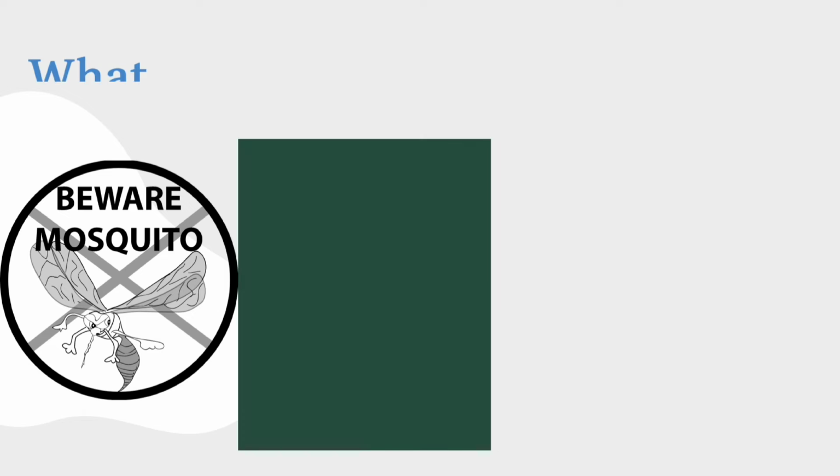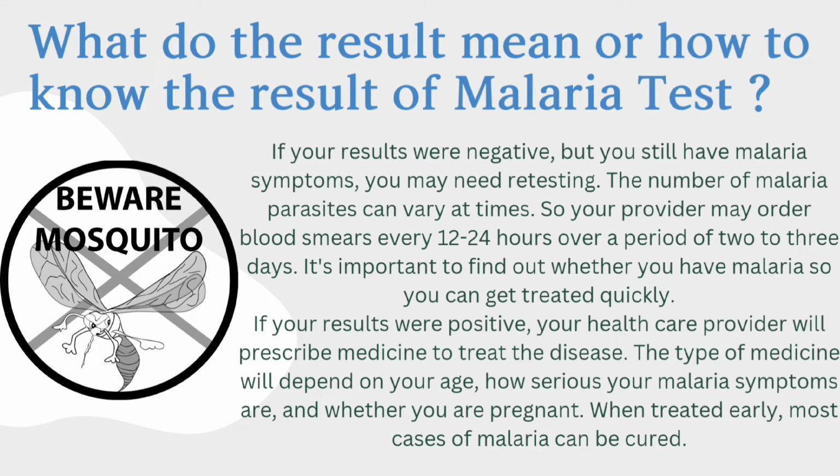What do the results mean, or how do you know the result of the malaria test? If your result is negative but you still have malaria symptoms, you may need retesting. The number of malaria parasites can vary at times, so your provider may order blood smears every 12 to 24 hours over a period of 2 or 3 days. It's important to find out whether you have malaria so you can get treated quickly.